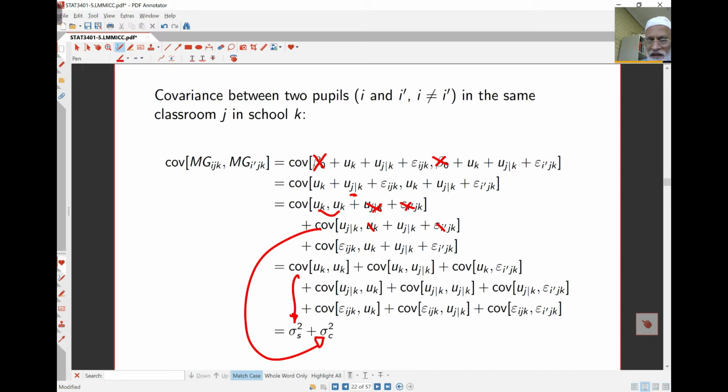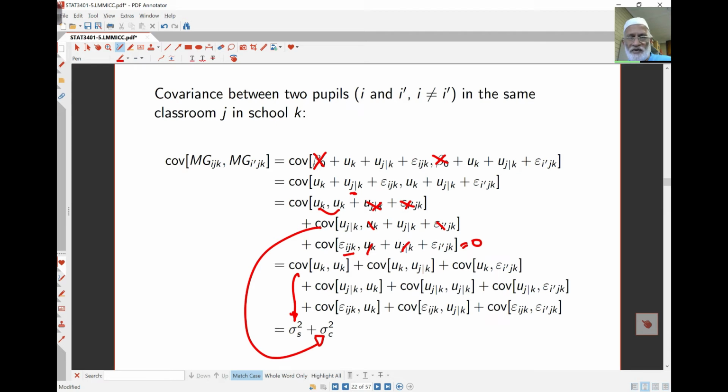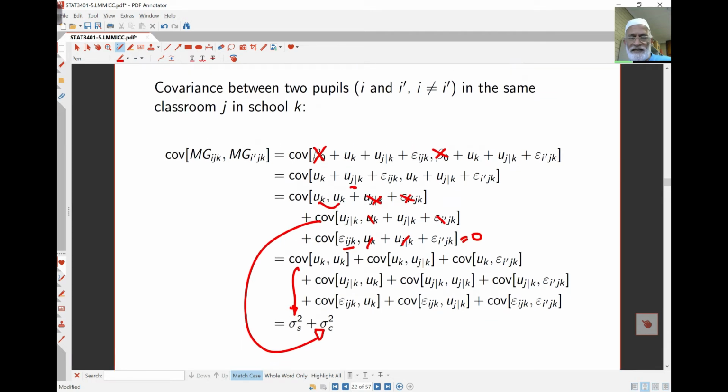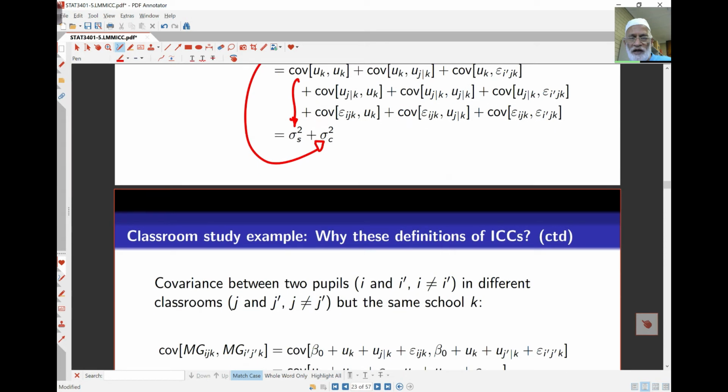And the last one here, again, I will assume independence. This is independent of that and that. And of course, these epsilon IJK are also independent of each other. So that also drops off. In other words, this last term gives me nothing. That's just going to be 0. So all I get here in the end is just sigma squared school plus sigma squared classroom. This is when I'm looking at two students together from the same class in the same school. And that's why there's the top line.